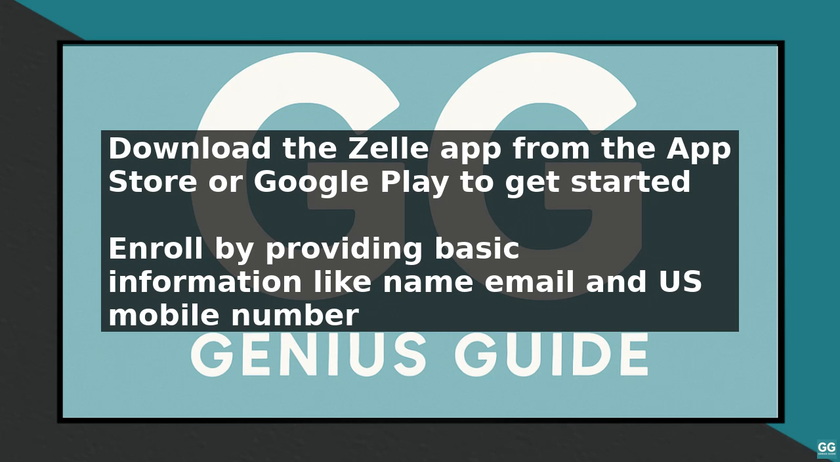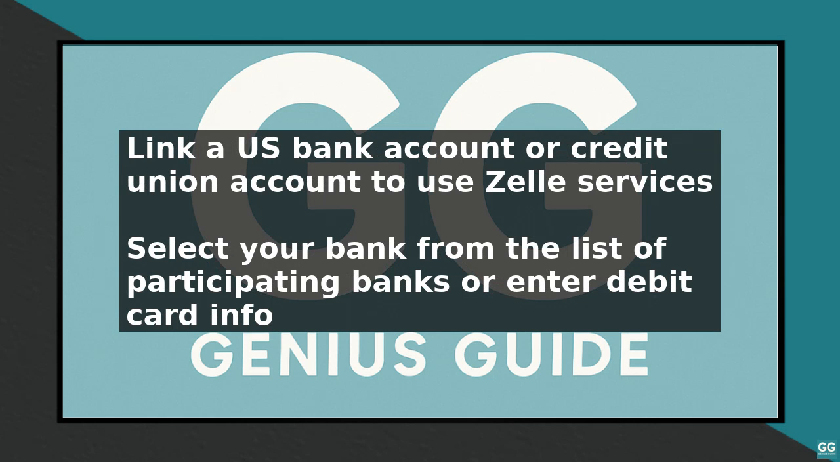Once you have downloaded the app, you will need to enroll by providing some basic information such as your name, email address, and US mobile number. You will also need to link a US bank account or credit union account to use Zelle. This can be done by selecting your bank from the list of participating banks or by entering your debit card information. After enrolling and linking your account, you can start sending money to friends and family.